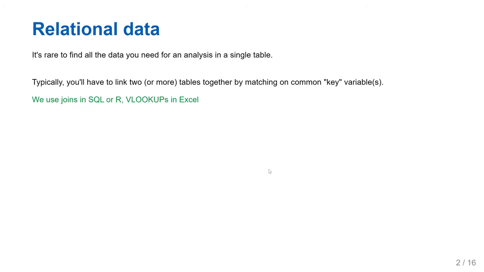And we can do that using the following functions. It's rare to find all the data you need for analysis in a single table. Typically, you have to link two or more tables together by matching on a common key variable, like an ID variable, such as an NHS number, or something like a geography code. In SQL, you use joins as well, so if you're an SQL user, you're probably familiar with the idea of joining datasets. VLOOKUPs, if you're using Excel.